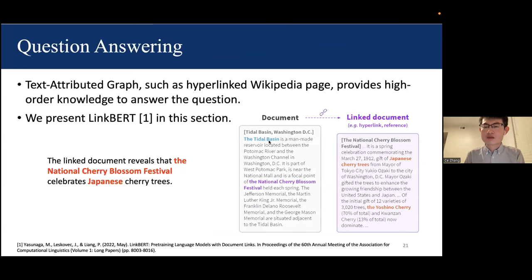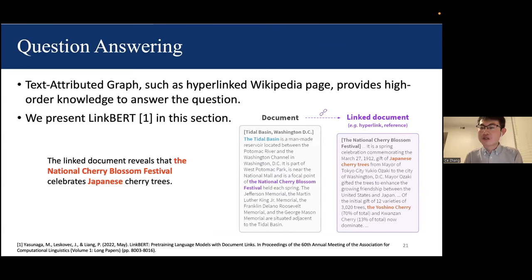So the left gray document here is the central document, and the red purple document is a hyperlink document on Wikipedia. And suppose this is the Wikipedia hyperlink graph. Let's look at the purple sentence on the left-hand side, the National Cherry Blossom Festival. So basically we know the left document talks about the Cherry Blossom Festival. However, it doesn't reveal too much information about which country the festival belongs to. But if we look at the hyperlink document on the right-hand side, we discover that it's Japanese cherry trees.